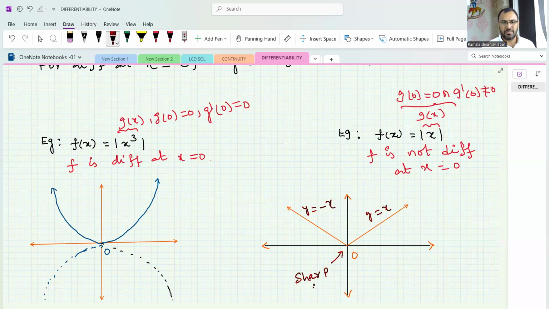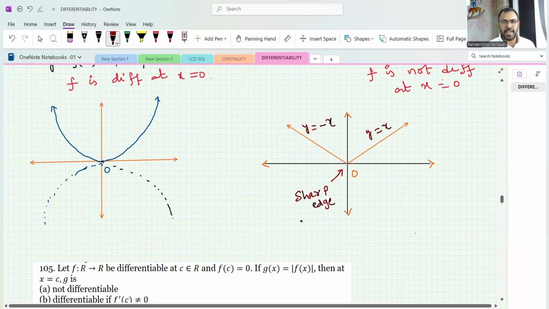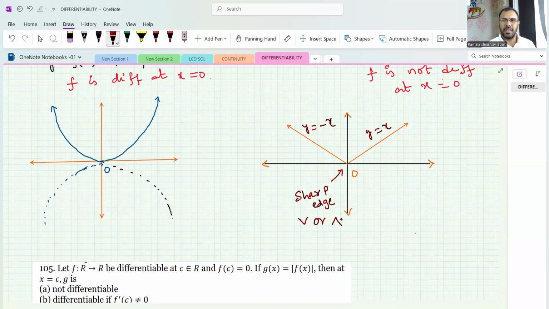Sharp edge. So these sharp edges, f is not differentiable. Sharp edges can be either V shape or inverted V shape. At sharp edges, f is not differentiable. Sometimes just by looking at the diagram, we can say whether the function is differentiable or not.